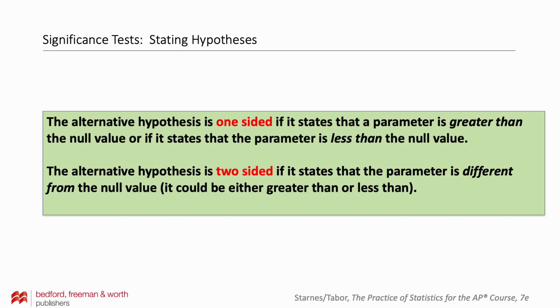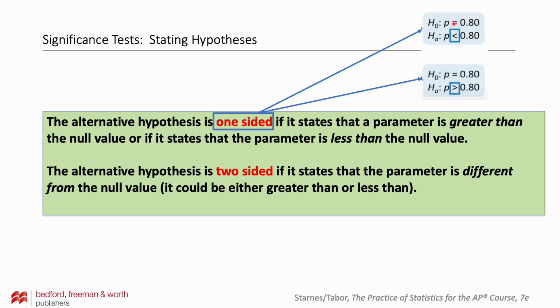The alternative hypothesis is one-sided if it states that a parameter is greater than the null value, or if it states that the parameter is less than the null value. In the previous example, that was one-sided. So this is how they would look. The null would be p equals 0.80, and the alternative would be p less than 0.8, which means that he was exaggerating. So that would be one-sided.